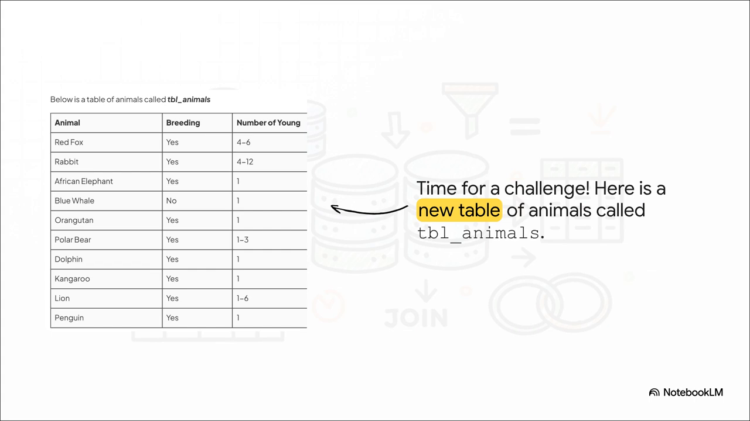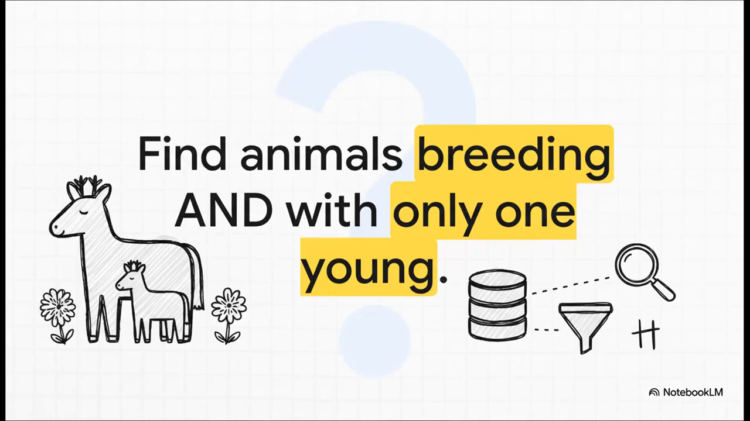Okay, I think we're done with the customer data. Let's switch to something a little more fun, animals. Take a look at this table. I've got a challenge for you. All right, here's your mission, should you choose to accept it. I want you to write a single query to find the names of all the animals that are currently breeding and have exactly 1 young. Pay close attention to the column names on the screen. Go ahead and pause this explainer and try to write it out.